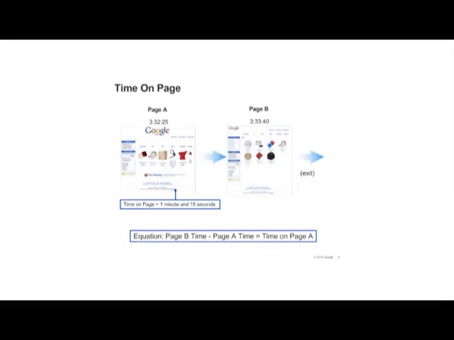In order for this calculation to take place, the Google Analytics tracking code must be executed on both pages. The time on page for page B is 0 seconds because there is no subsequent timestamp that Google Analytics can use to calculate the actual time on page.